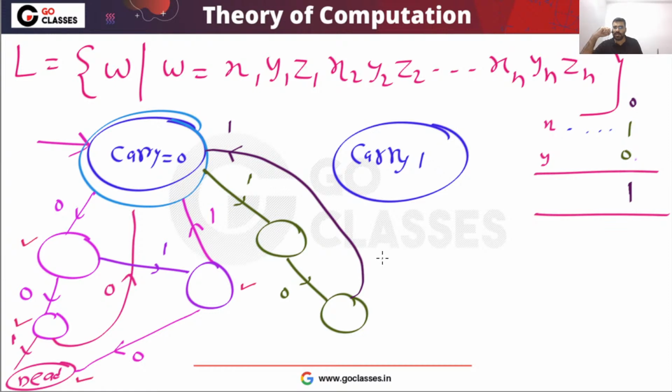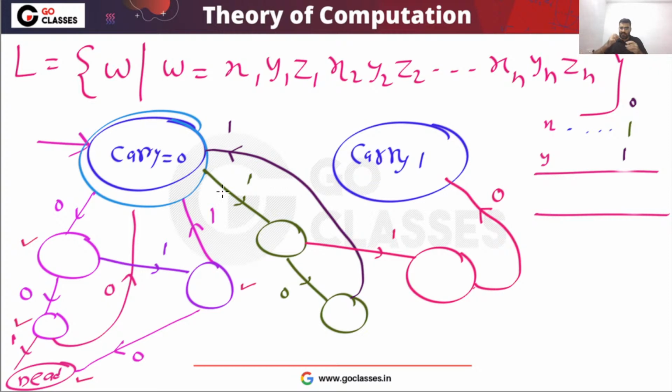Okay, very simple. If the first symbol is 1 and the second symbol is 1, now tell me, what must the result be? The result must be 0, but the carry must be 1. Please remember, the next symbol must be 0, but now I will go to the carry 1 state.